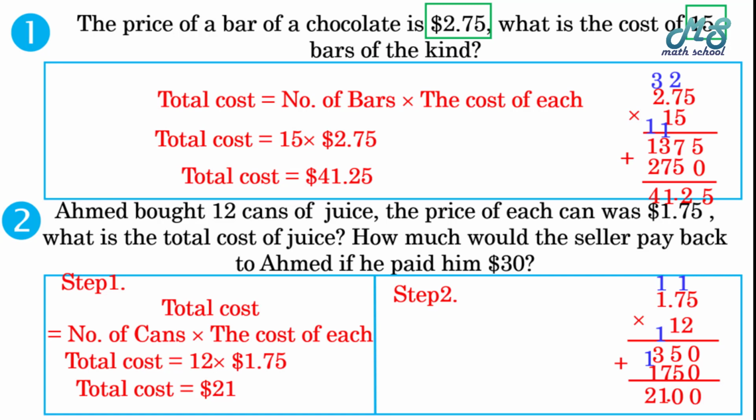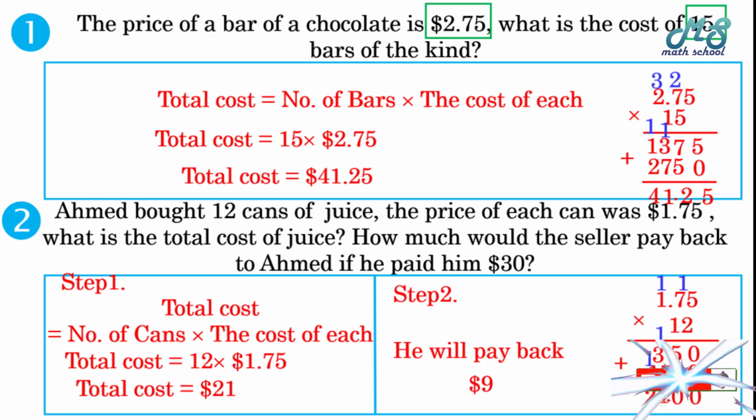To find the remainder guys, or the change, just subtract. It will be $30 minus $21. It will be $9.